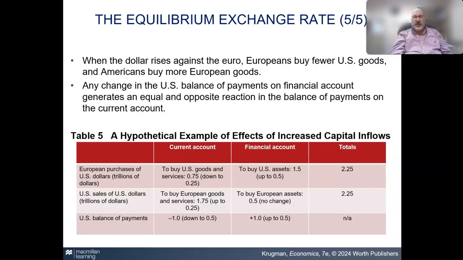So they're now looking to buy only 2.25, or down 0.25. So they're only looking to buy 0.75. What are we in? Billions, trillions. So it's 0.75 trillion goods and services and 1.5 assets. And say for U.S. sales, we're looking to buy 1.75 goods and services from Europe and 0.5 assets with no change there. So our current account is down 0.5 and our financial account is up 0.5.